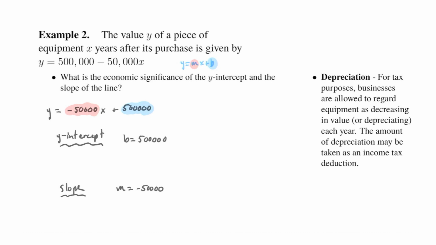All right, so what's the scenario here? Well, we're purchasing this equipment, and x represents the years after the purchase. So if we were to plug x equals 0 into this equation, that would be the value of our equipment 0 years after its purchase. So 0 years after its purchase, well, that's when we first bought it. So the y-intercept is the initial value of the equipment.